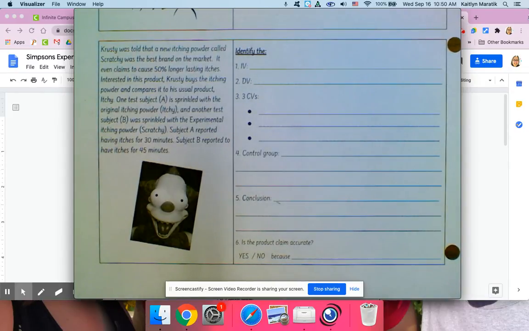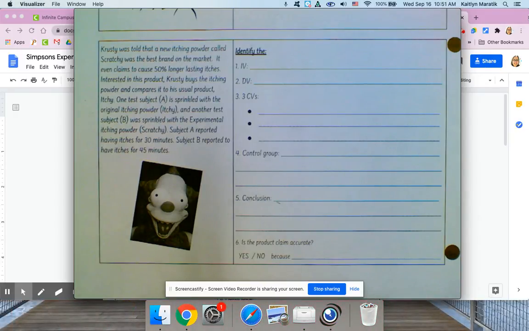So, our last one. Krusty was told that a new itching powder called Scratchy was the best on the market. It even claims to cause 50% longer lasting itches. Interested in this product, Krusty buys the itching powder and compares it to his usual product, Itchy. One test subject, A, is sprinkled with the original itching powder, Itchy, and another is sprinkled with the experimental itching powder, Scratchy. Subject A reported having itches for 30 minutes. Subject B reported having itches for 45 minutes.